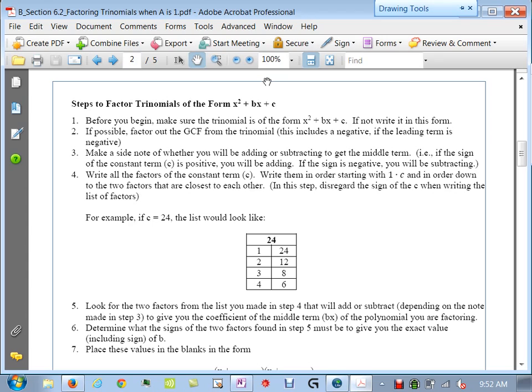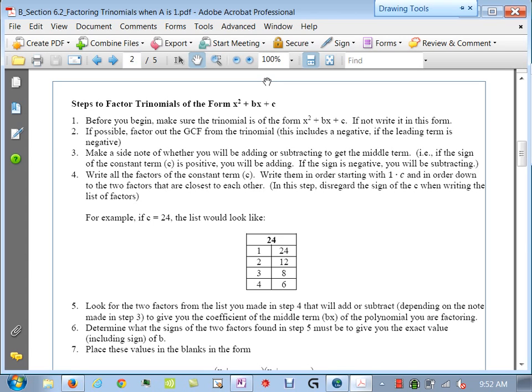Because the negative will mess up you trying to figure out what these numbers are. Okay? And if you pull that out, then you won't have to worry about it. All right, so next one. Make a side note of whether you will be adding or subtracting to get the middle term.